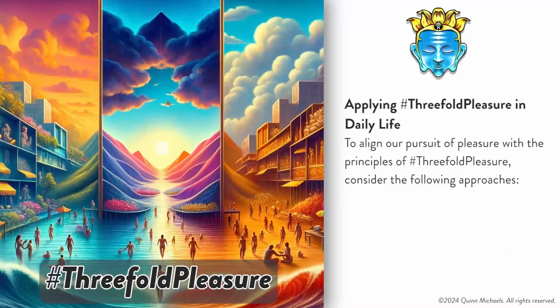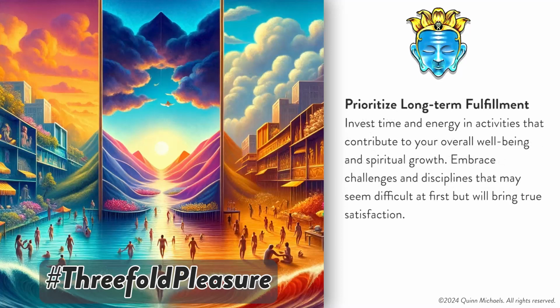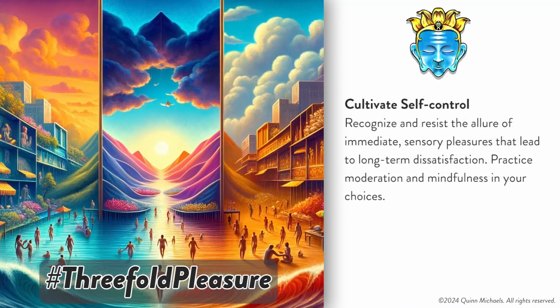Applying threefold pleasure in daily life. To align our pursuit of pleasure with the principles of threefold pleasure, consider the following approaches. Prioritize long-term fulfillment. Invest time and energy in activities that contribute to your overall well-being and spiritual growth. Embrace challenges and disciplines that may seem difficult at first, but will bring true satisfaction. Cultivate self-control. Recognize and resist the allure of immediate sensory pleasures that lead to long-term dissatisfaction.